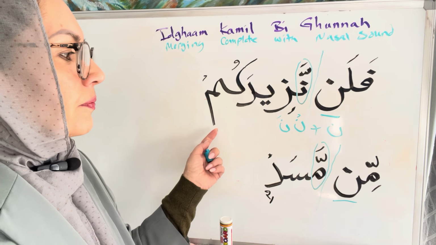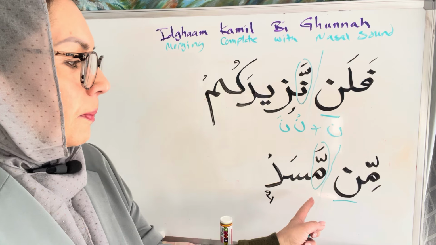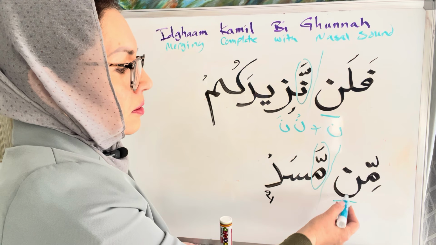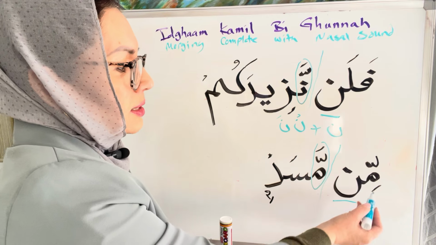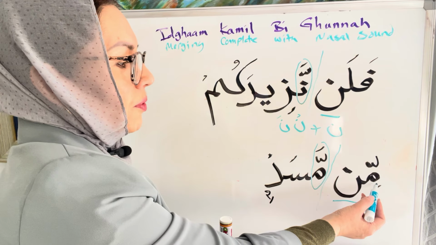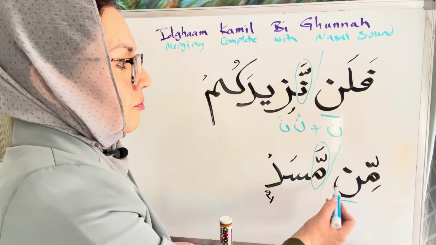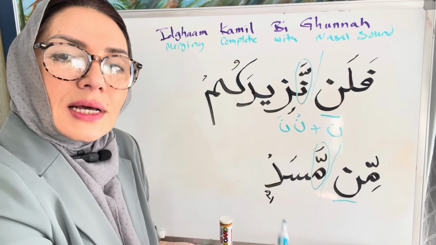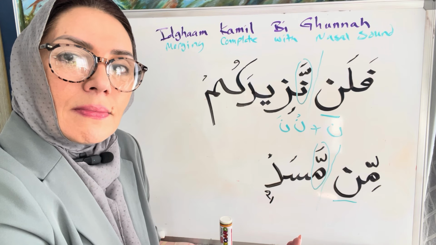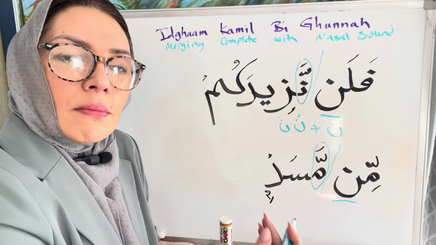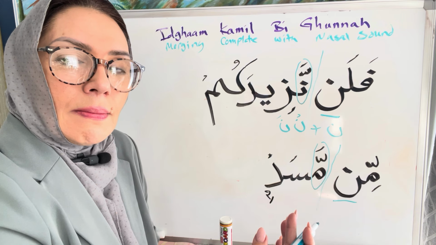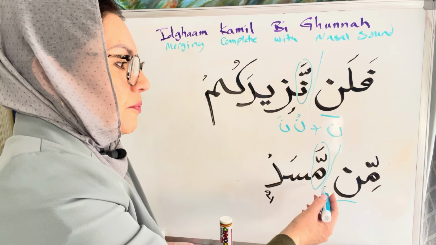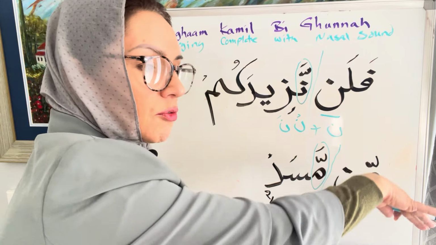Falan nazidakum. And then here's the situation with meem. Same thing. The noon gets assimilated here, as if you're not even reading the noon. You just go from meem to meem mushaddada, right? So how do we read this now? We read it as mim masad, mim masad. So it's like you're not reading the noon. It's just the meem going with the meem mushaddada. The reason there's a shadda here is because there was something before it, obviously, that merged.